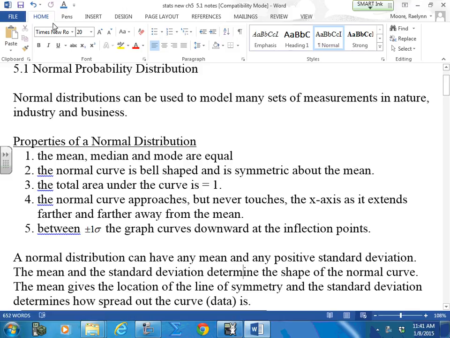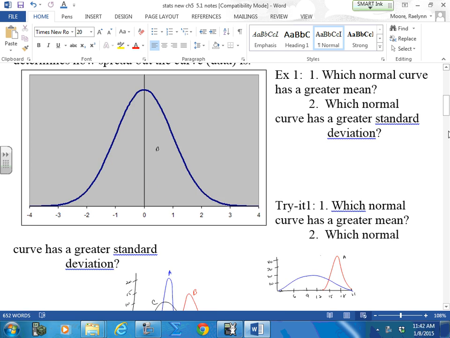Empirical rule, plus or minus 1, 68%, plus or minus 2. We found your z-scores because we said you can find other ones besides 1 away from the mean, 2 away from the mean, 3 away from the mean. And we call that your standard z-score.